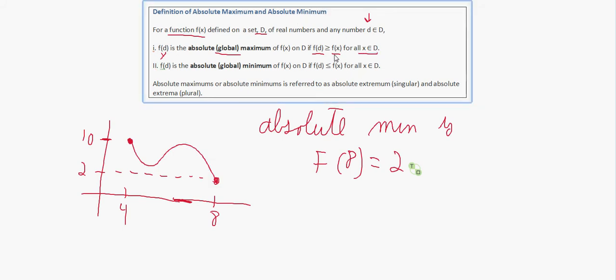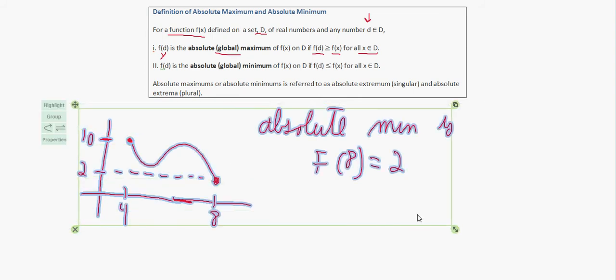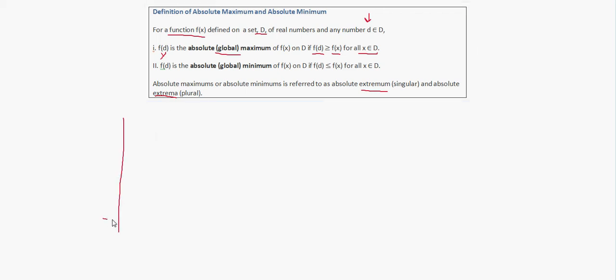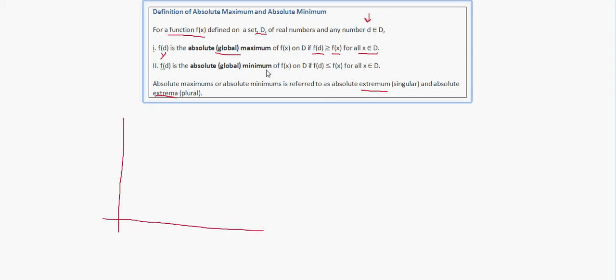And then it probably says underneath that, somewhere on this page, that absolute maximums or absolute minimums are referred to as the absolute extremum, which is singular. And if you want to talk about the plural, it's called absolute extrema. That's the plural version of that. Because sometimes if they say absolute extrema, they're talking about find the absolute max and the absolute min. And sometimes it doesn't have to be just one.